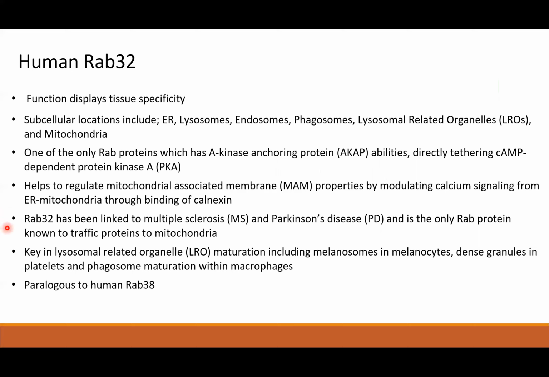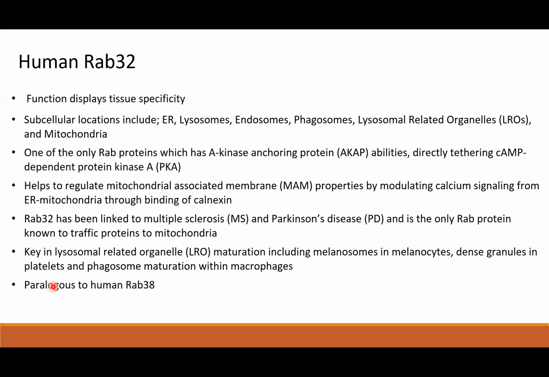Within humans and neural tissues, it's been found to be key in development of multiple sclerosis as well as Parkinson's disease. And it is actually known to traffic the protein LRRK2 to the mitochondria within multiple sclerosis. It's key in lysosomal related organelles. Like I mentioned before, there are organelles that are acidic like lysosomes but are not lysosomes. And it's actually involved in the maturation of these organelles.